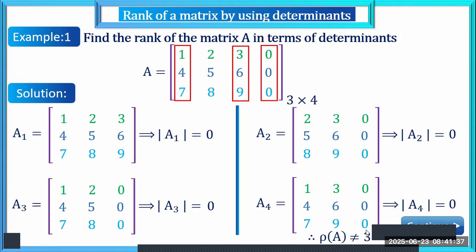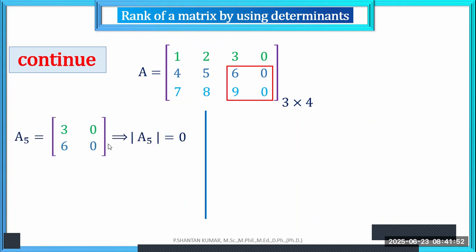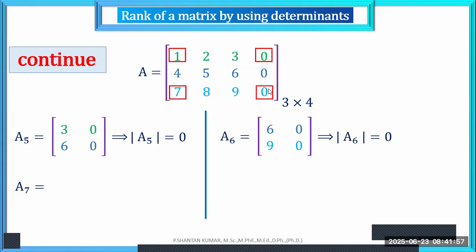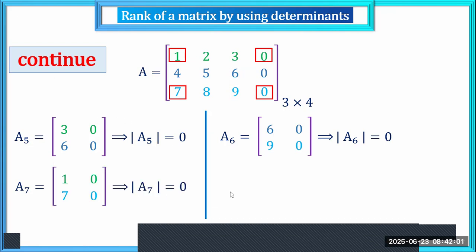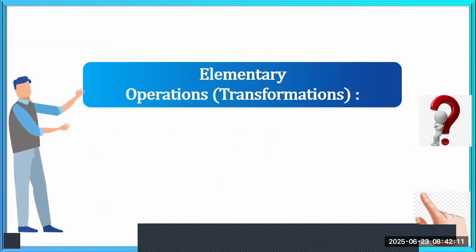So here we observed that all are zeros, so we can't say that rho(A) is equal to 3. That means we move on to 2 by 2 submatrices. The same thing: the submatrices we have taken, 3060, which is A5, and one more submatrix. Whatever you can take, but concentrate especially on 2 by 2, and the selection of the elements will also be like that. If we take 1, 2, 4, 5, which is not equal to 0, then we can say that the rank of the matrix equals 2. Therefore, rho(A) equals 2.